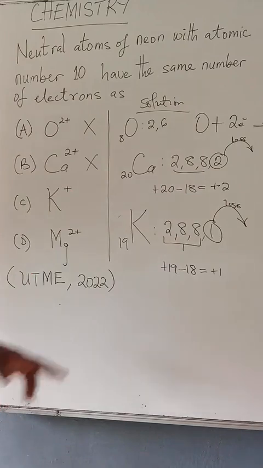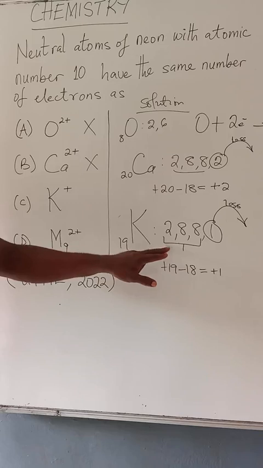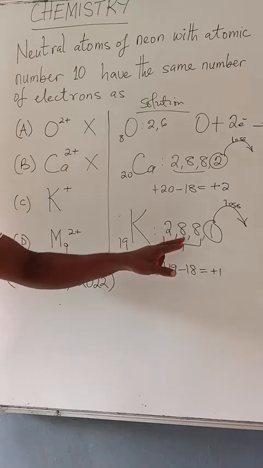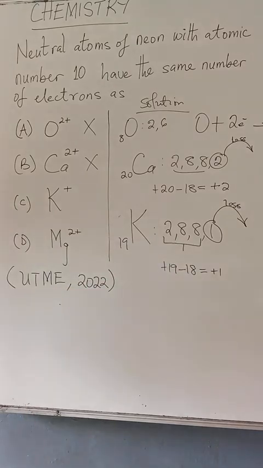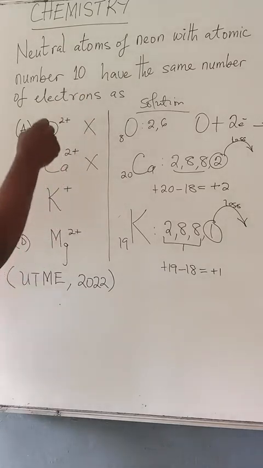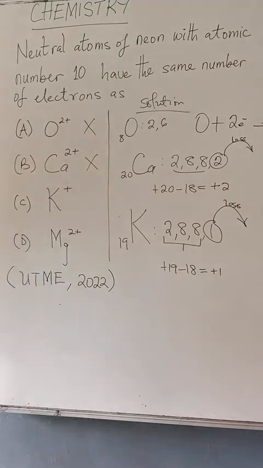Okay. So count again. How many electrons does potassium ion have? A total of 18. 2 plus 8 plus 8. 18 electrons. But here, we are looking for an ion which has the same number of electrons as a neutral neon atom, which has 10 electrons here. So option C is off again. Is that clear? So we are left with option D, magnesium ion.